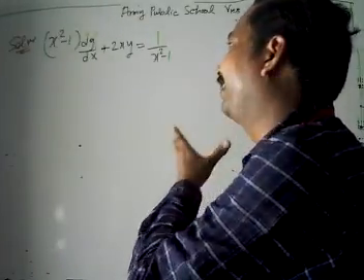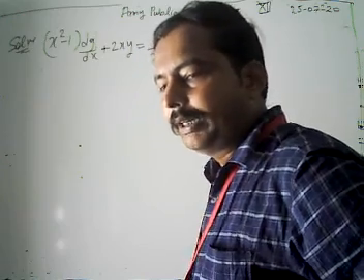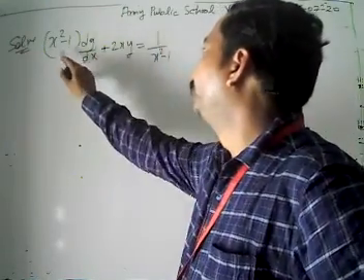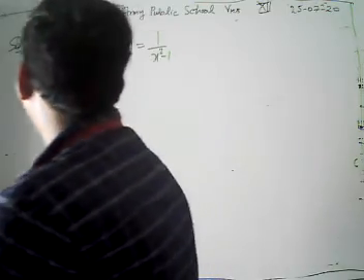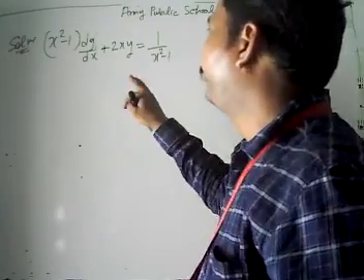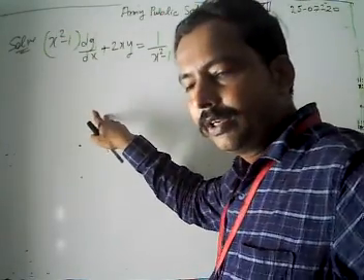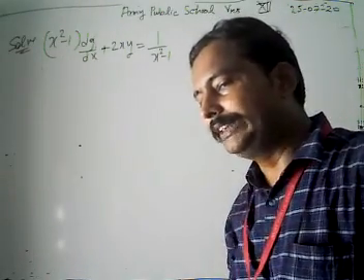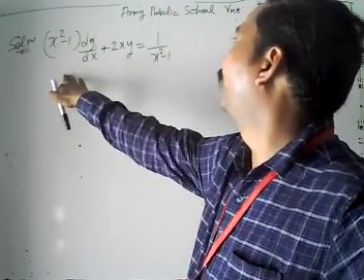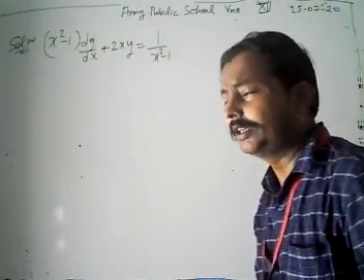Look, this equation looks like a homogeneous equation, but it's not homogeneous. In a homogeneous equation, dy/dx must be a function of x and y, but here only one term contains y. So it looks a little difficult, but it's not.